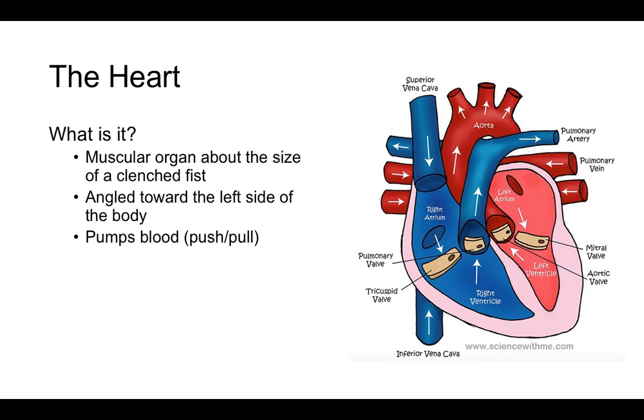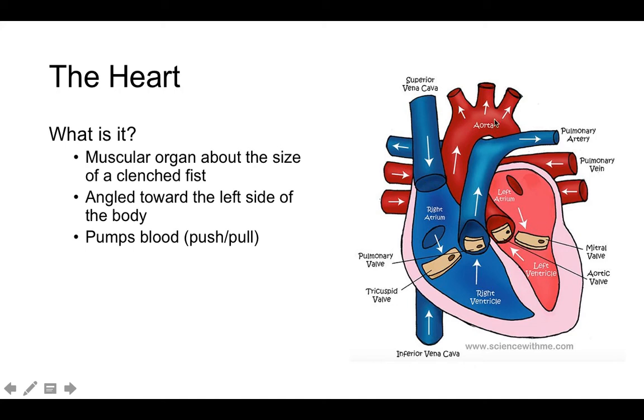It increases the pressure in the heart until it overcomes the pressure of the valves and the blood moves out into either the pulmonary artery or the aorta, as you can see here. The pulmonary artery goes to the lungs, the aorta goes to the body. We're going to talk about that in a minute.